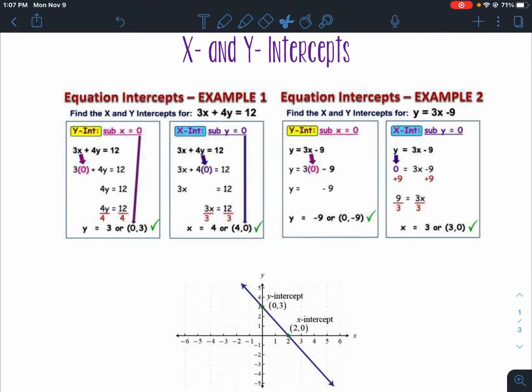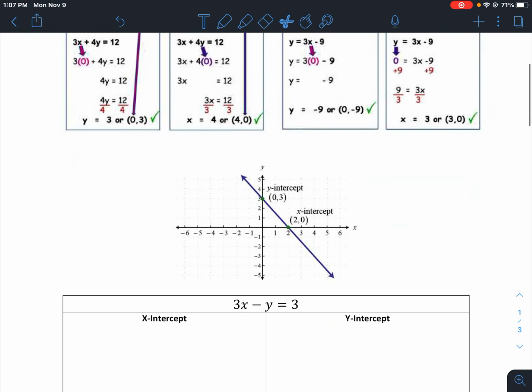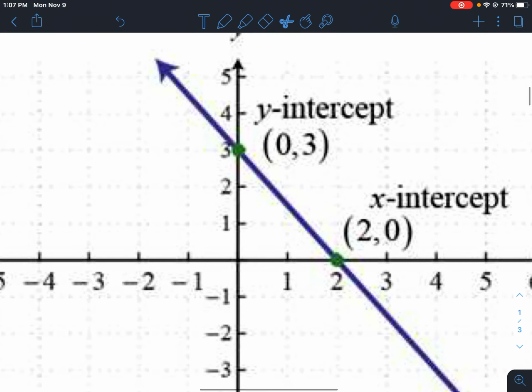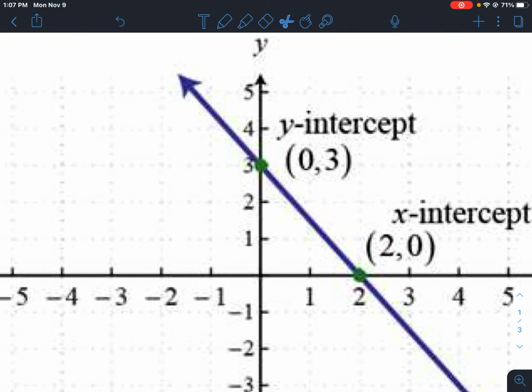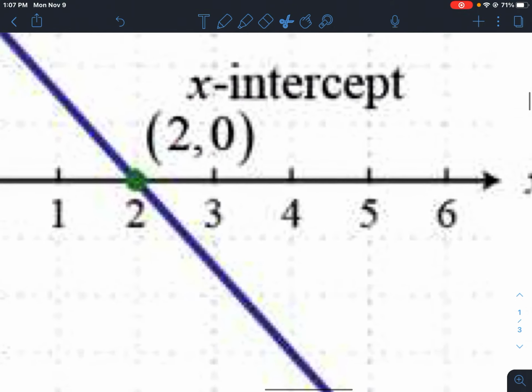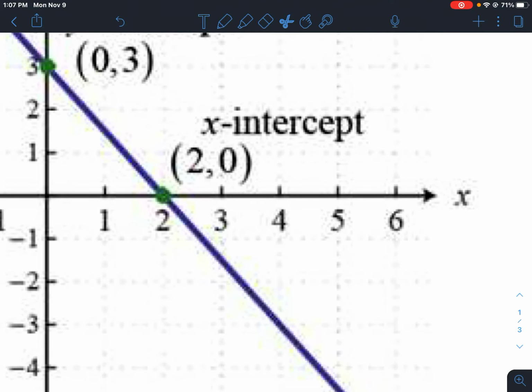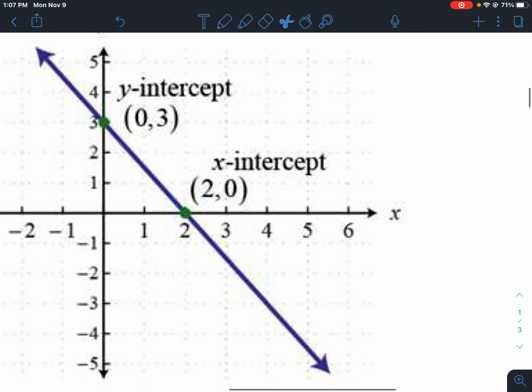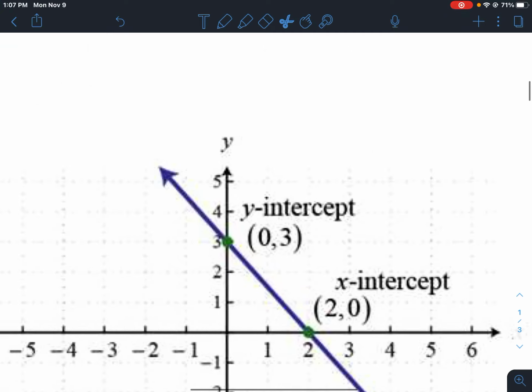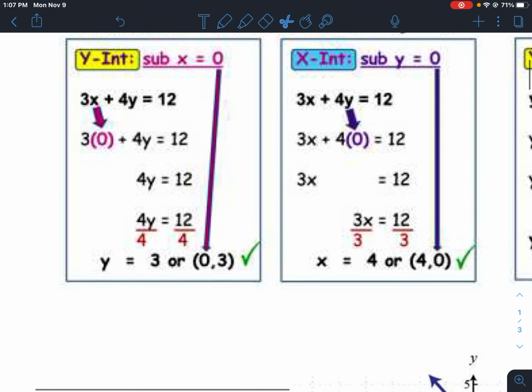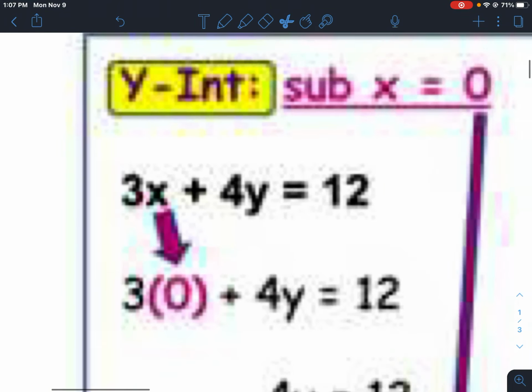X and Y intercepts. Hopefully you know what X and Y intercepts are now. If you looked at a graph, your Y intercept is when your equation or your line crosses the Y axis, and X intercept is when we cross the X axis. Okay? Today we're focusing not on the graphs, because I know you can all find X and Y intercepts on a graph, but we're actually going to be using equations this time.